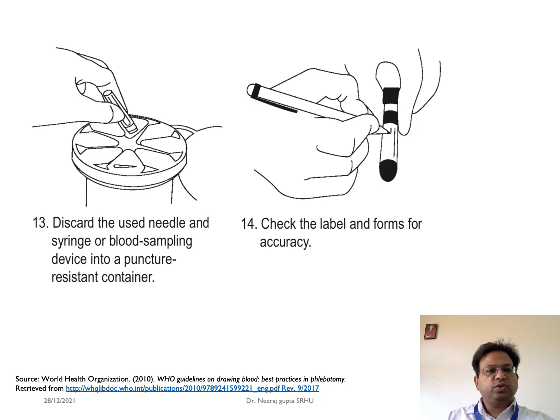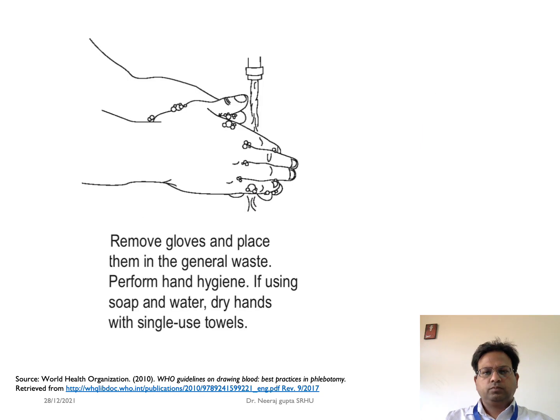Next, you discard the used needle and syringe or blood sampling device into the puncture resistant container, followed by checking the labels and form for accuracy. After that, you can remove the gloves and place them in the general waste. Perform hand hygiene. If using soap and water, dry hands with a single-use towel.